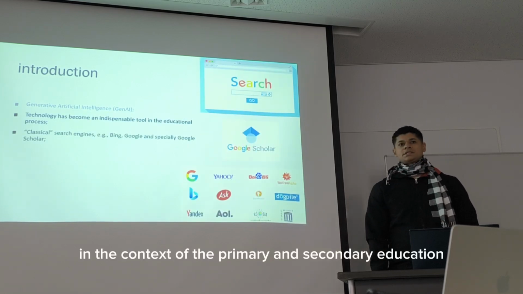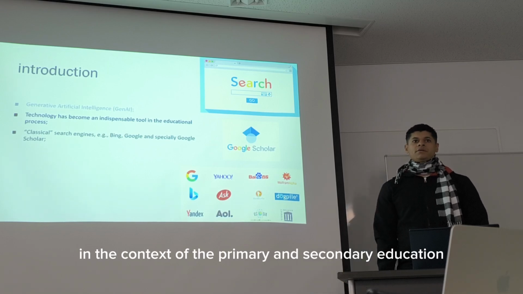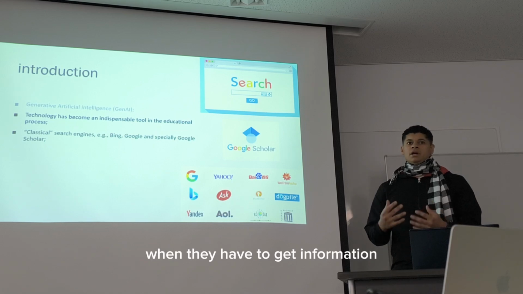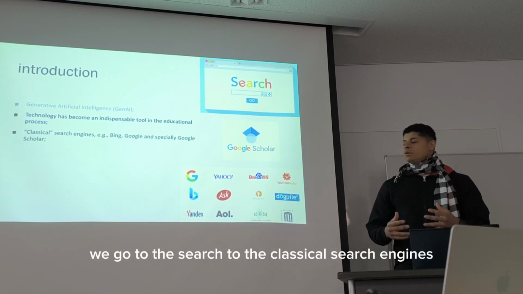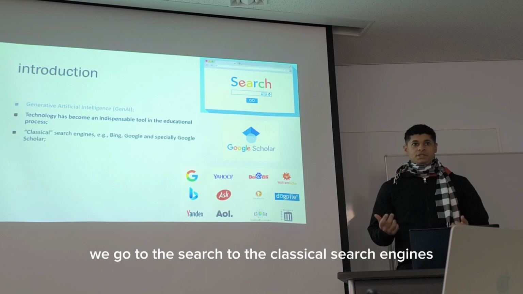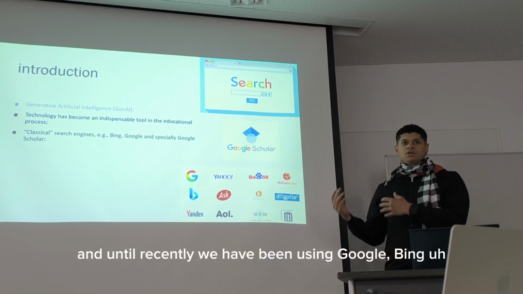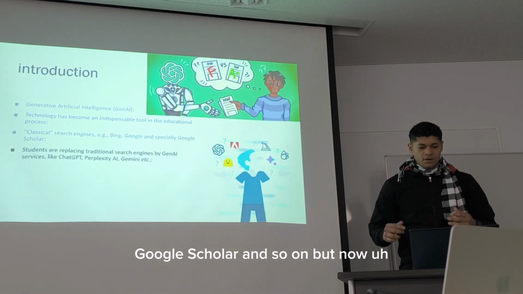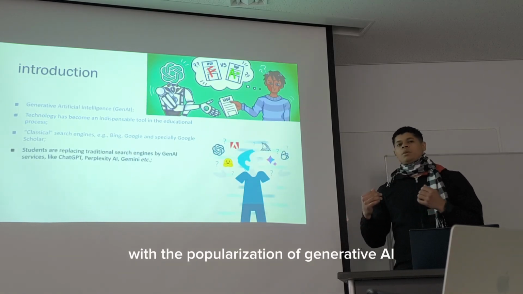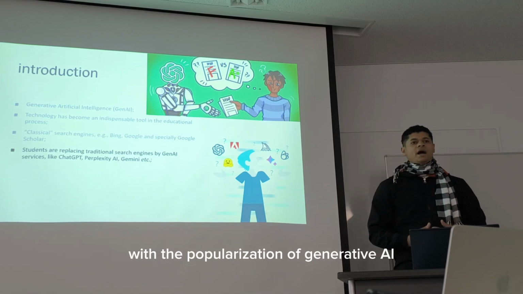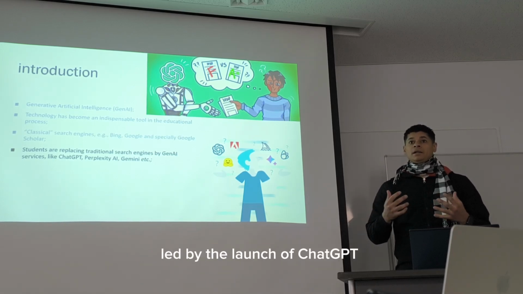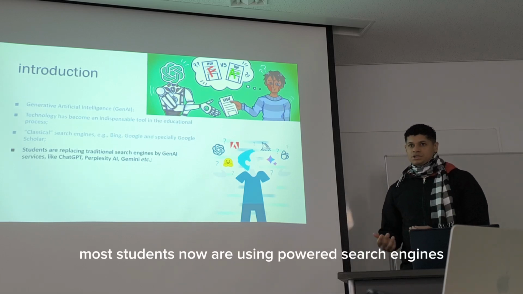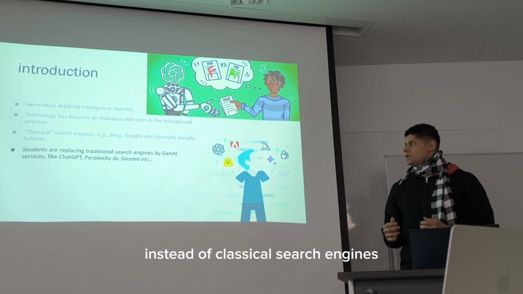In the context of primary and secondary education, most students, when they have to get information and learn some new topics, go to classical search engines. Until recently, we have been using Google, Bing, Google Scholar, and so on. But now, with the popularization of generative AI, led by the launch of ChatGPT, most students are using GenAI-powered search engines instead of classical search engines.